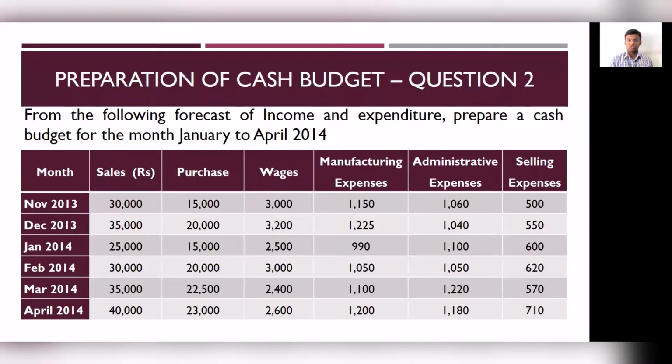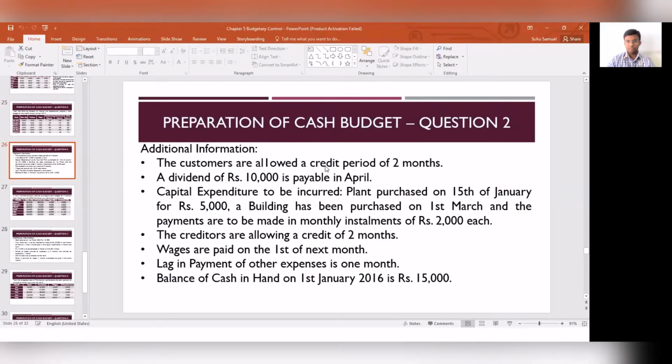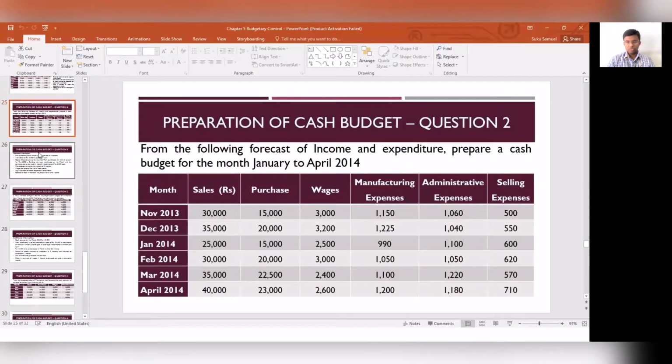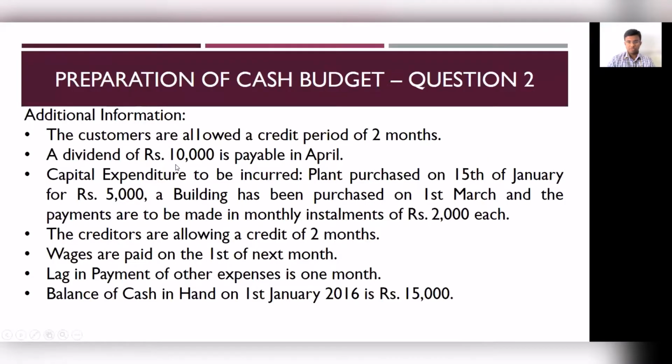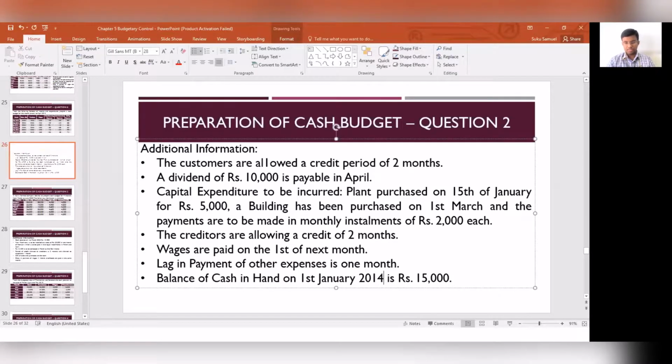Now let's look at the conditions which have been given to us. Additional information: customers are allowed a credit period of 2 months. This is what is applicable for the sales item. Second, a dividend of 1,000 is payable in Jan 2014. This corresponds to your payments.